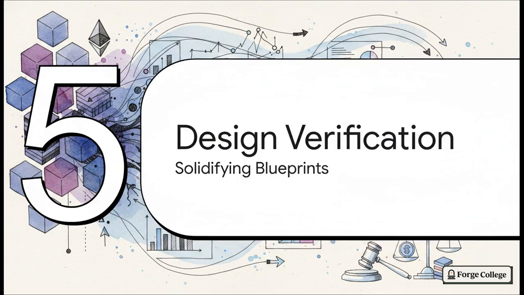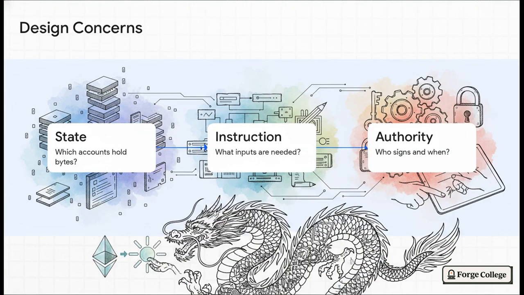Section 5. Trade-offs and design verification. As a mental model, a flawless Solana blueprint treats every operation as three orthogonal, independent concerns. Step 1. State placement. Which accounts actually hold the bytes of data? Step 2. Instruction surface. What minimal inputs, accounts, and constraints does the program require to run? And Step 3. Authority flow. Who exactly signs this transaction and when? If your design clearly separates these three things, you are absolutely golden.